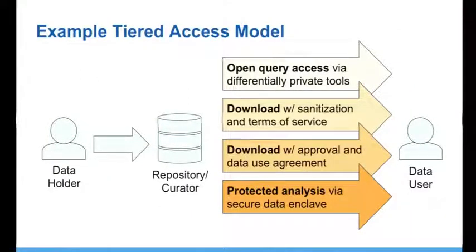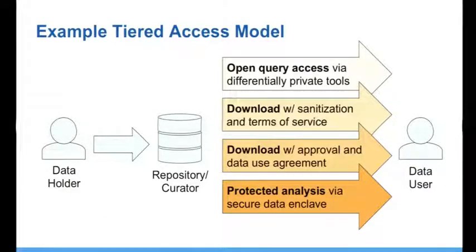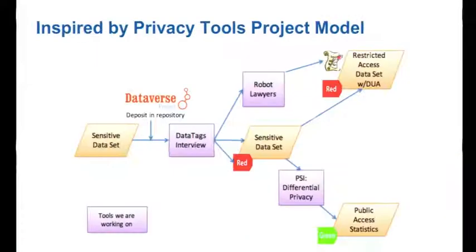This approach can be used to design a tiered access mechanism, allowing data to be made available to different categories of users through different modes of release, such as open query access via differentially private tools, or protected analysis via a secure data enclave. In this way, data release mechanisms can be tailored to the risks associated with a given set of data, as well as the uses desired by different users. And you may notice how this tiered access approach is inspired by the tiered access model applied by the Privacy Tools Project's integrated toolkit being deployed in Dataverse.